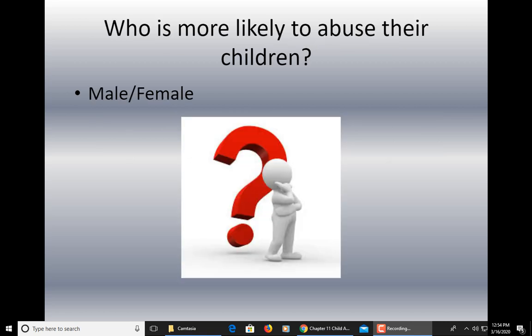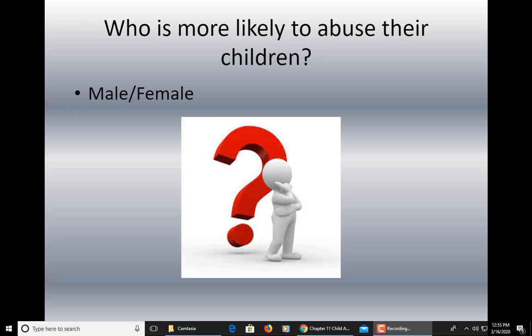So, one of the first questions: who commits child abuse? The male or the female? Now, if we were in the classroom, I'd obviously be picking on somebody, but I can't do this with the online version. So let me just say here that there's a big misperception when it comes to child abuse. And the reason I said that is because the answer to this question is a woman is more likely to abuse their child compared to a male.